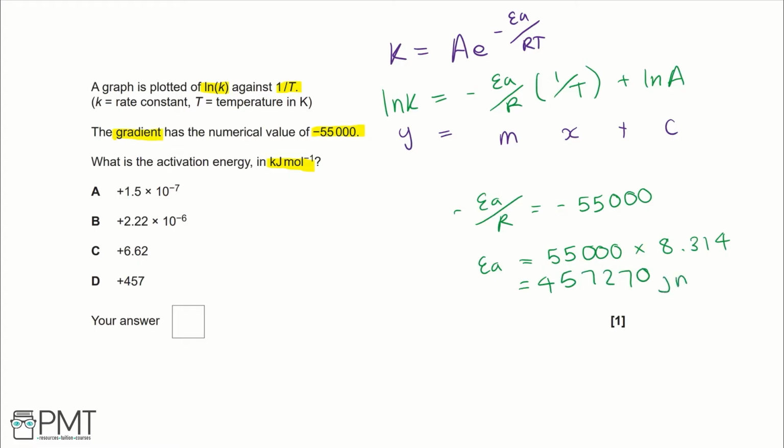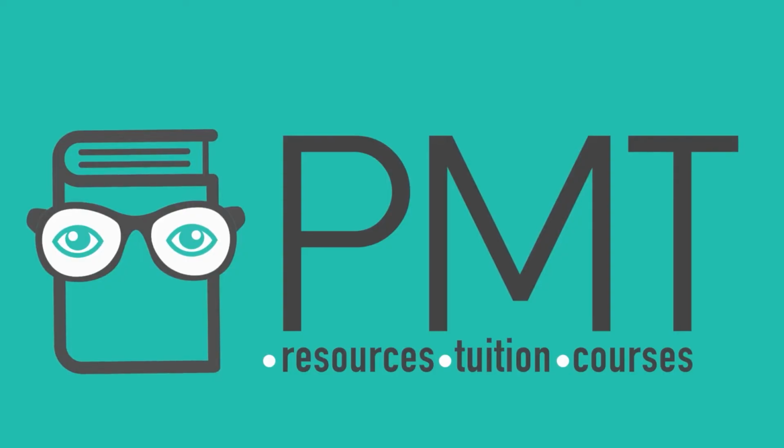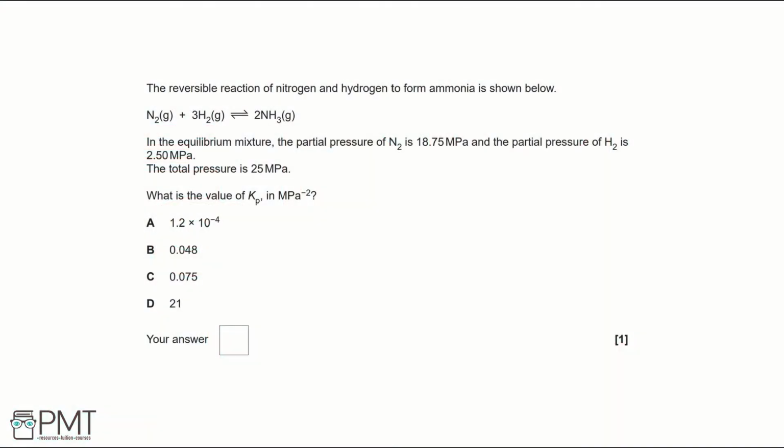And that equals 457,270 joules per mole. And we want our answer in kilojoules per mole, so we need to divide by 1,000. So we get Ea is equal to 457.270 kilojoules per mole. Looking at the answers we're given, we want to match this, and that's going to be D. So to get the answer and the mark for this question, you need to write D in the answer box provided.